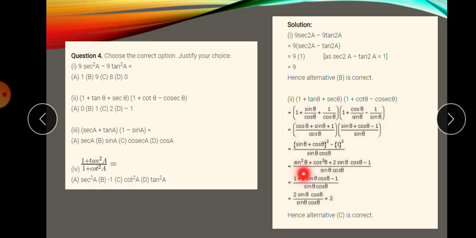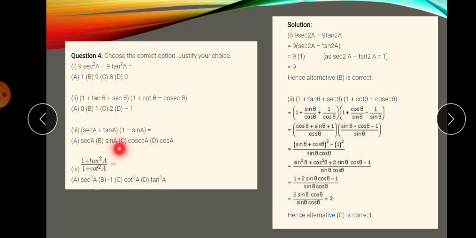As we know that sin square plus cos square is 1, 1 plus 1 is 2. So 2 is the common factor if you take it out. 1 minus 1 plus 1 will get cancelled. 2 sin theta cos theta by sin theta, then cancel. 2 is the answer. So the option is 2, that is option C.